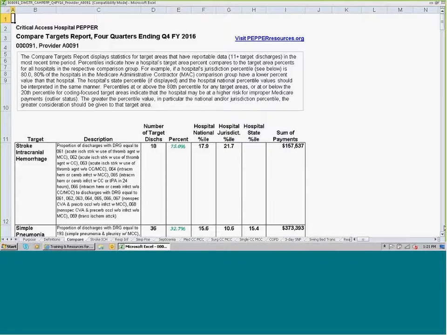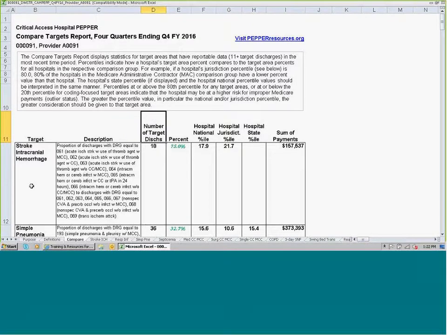We have to have a numerator count of at least 11 in order to calculate statistics for a target area and a time period. In the report, you'll see the target area name, a brief description of the target area numerator and denominator, the number of target or numerator discharges, then we see the target area percent. The target area percent is calculated by dividing the numerator discharges by the denominator discharges, which are not on this report, but I'll show you where you can find that in just a bit, and then multiplying by 100. That gives us the target area percent. Here we identify the hospital's national percentile, the jurisdiction percentile, and the state percentile. And the last column identifies the total amount of Medicare reimbursement that the hospital received for the numerator discharges.